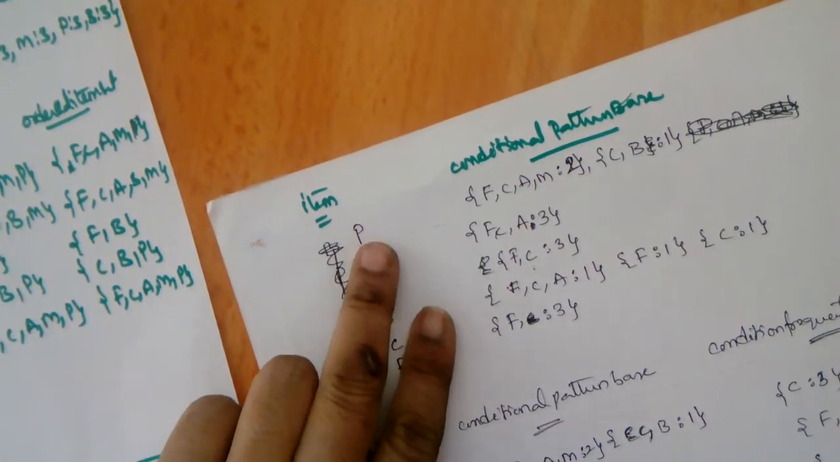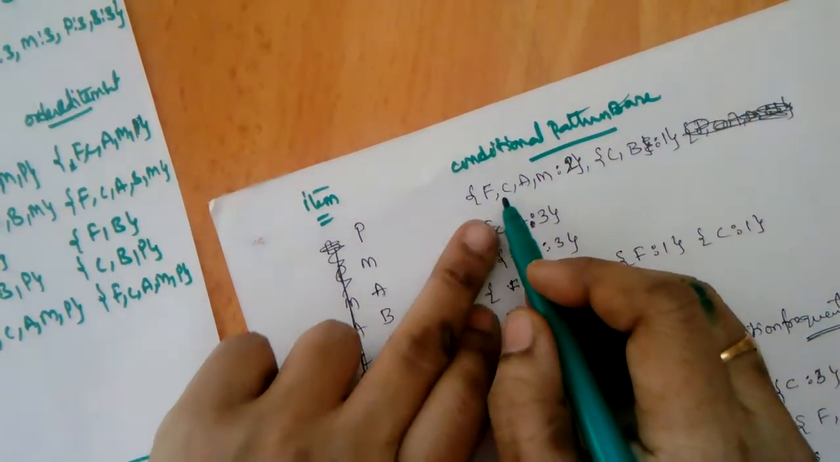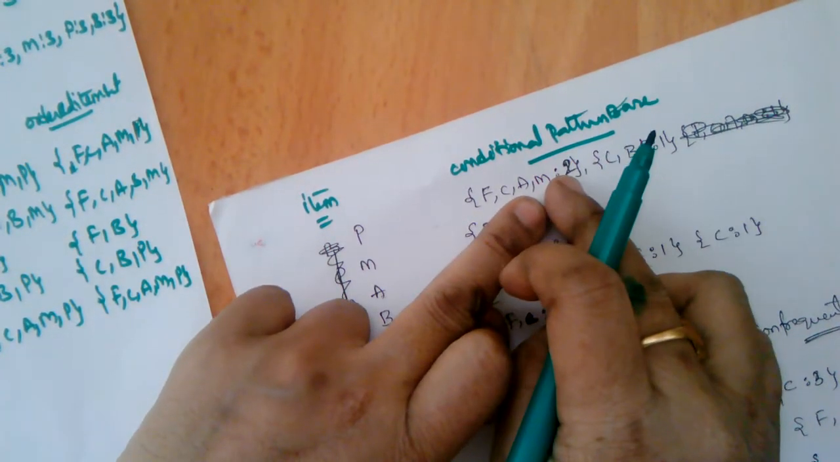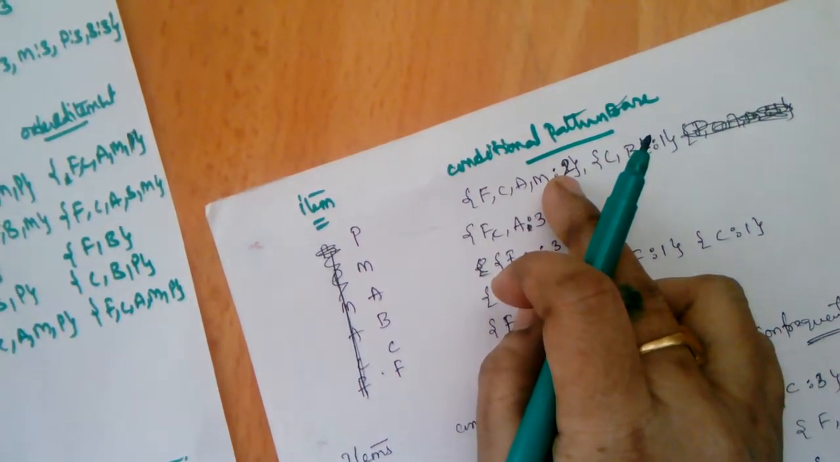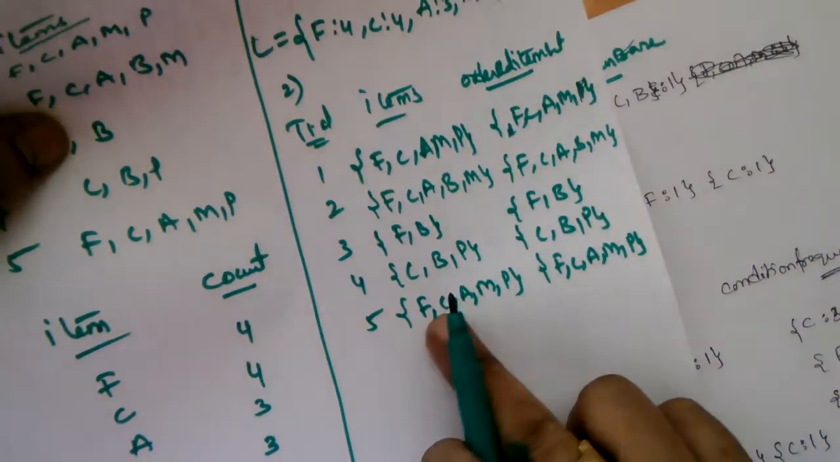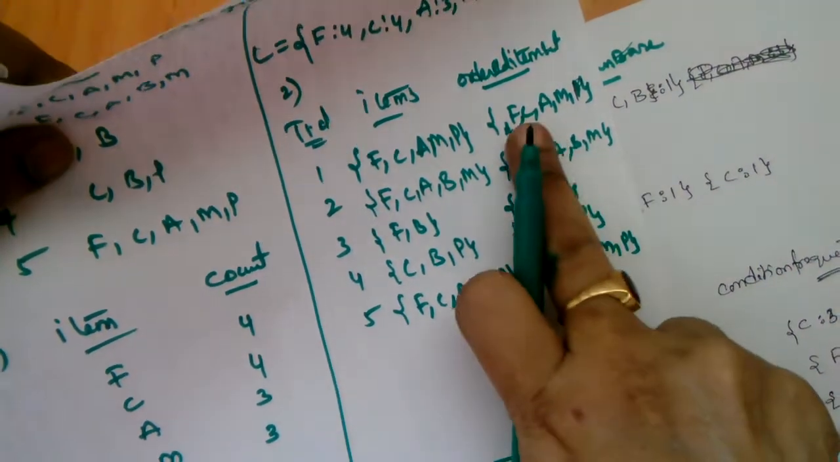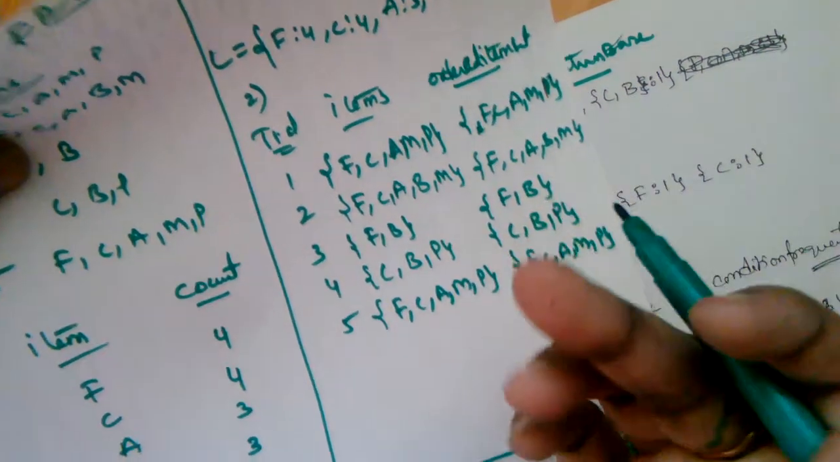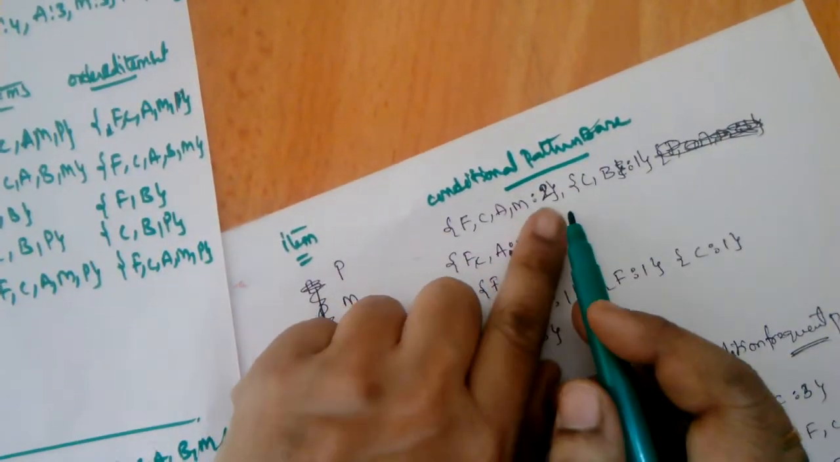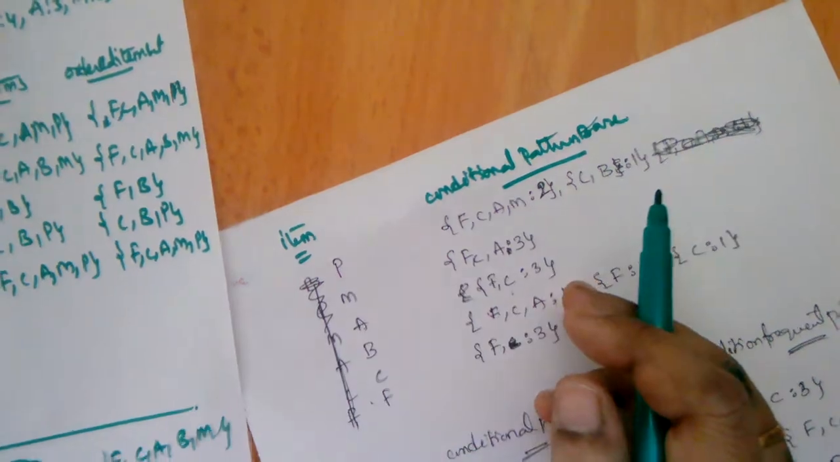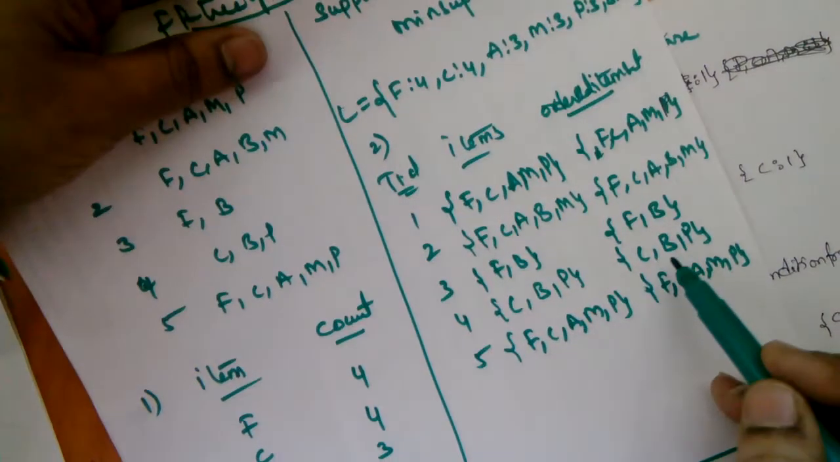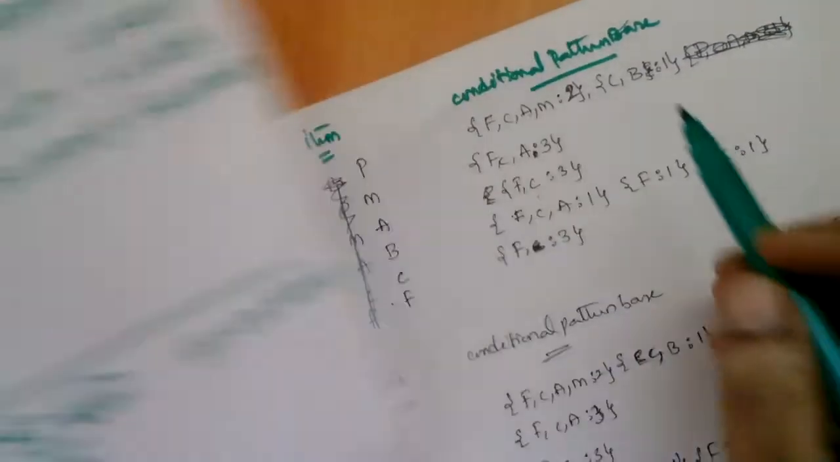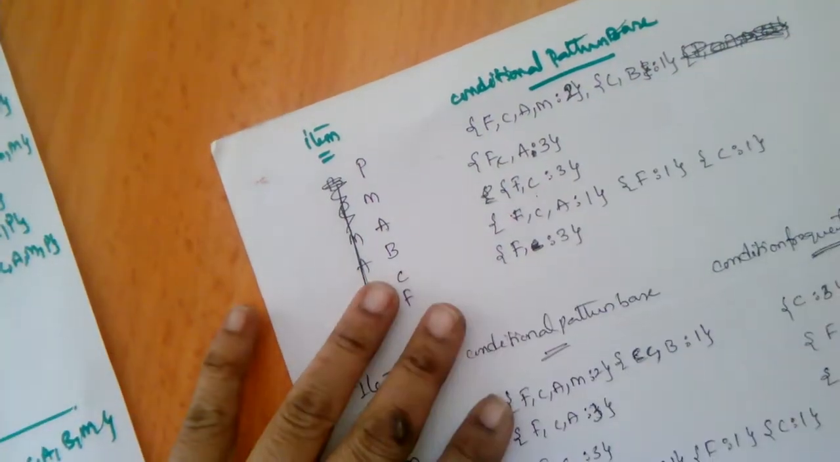To visit this P, we have to traverse FCAM 1 time. Okay, see here, FCAM 1 time. Okay, again FCAM, the same traverse another time. So I am taking FCAM count 2 times. Next, to reach P, another traverse we have is CB. CB 1 I am taking.